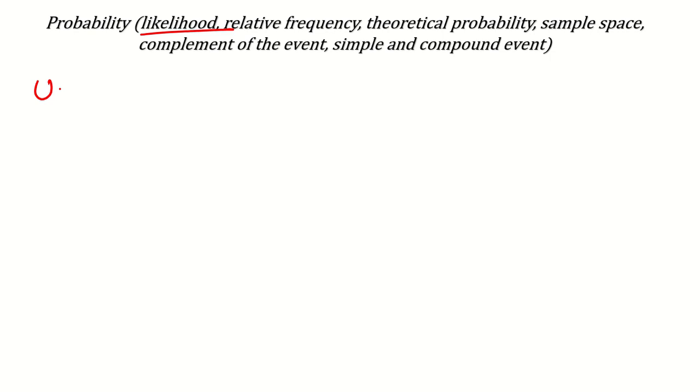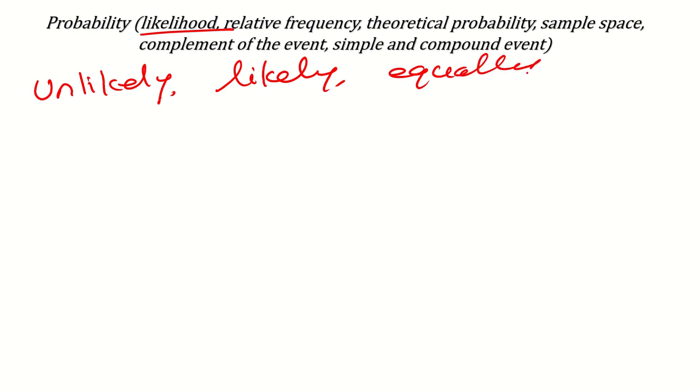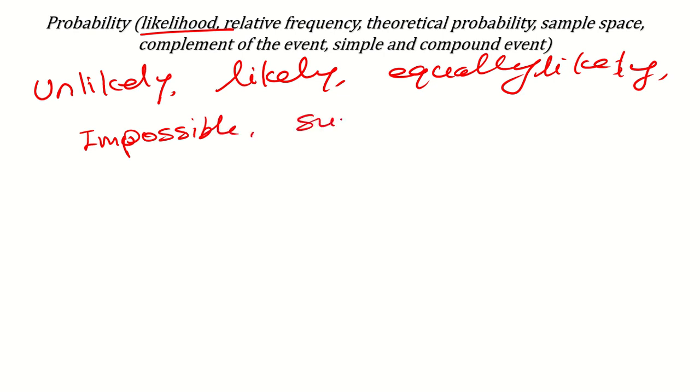Likelihood means unlikely or likely, or equally likely. And what else can you have? Impossible event, or you can have a sure event, or certain. Impossible means not sure, or you can say it is not possible, and sure means certain. Whatever word you want you can use, like from your book. So just try to understand the thing.